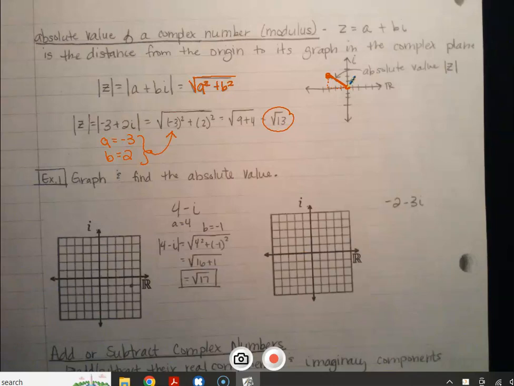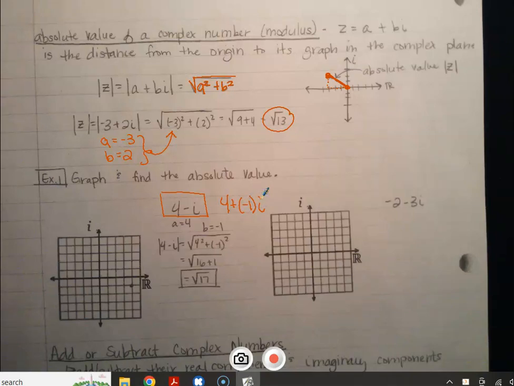Example 1 says graph and find the absolute value. I've started the work for us. Actually, I've done all the work. So here's our equation, 4 minus i. In this case, our a is 4. Our b is negative 1, because this is the same thing as 4 plus negative 1i. So my b is negative 1.